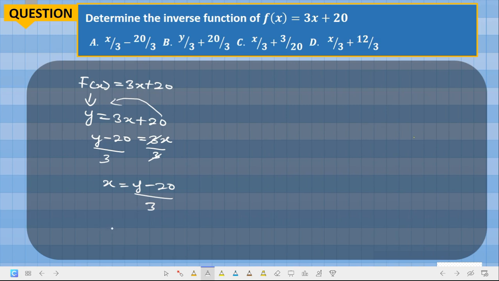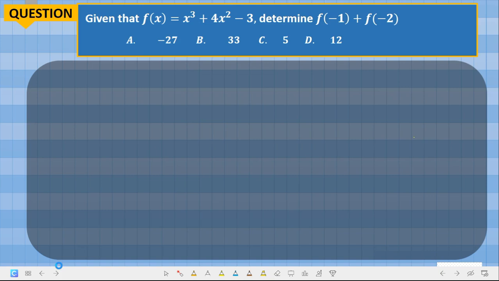Now at this point in time, what do we do? Wherever you see x, put y, and wherever you see y, put x. So in this place we have x here, so here becomes y is equals to, here you have y here, becomes what? X minus 20 all over 3. So that is the answer. If you want to break this down, it gives us y is equals to x over 3 minus 20 all over 3, and that is the answer to that question. That is option A is the answer.